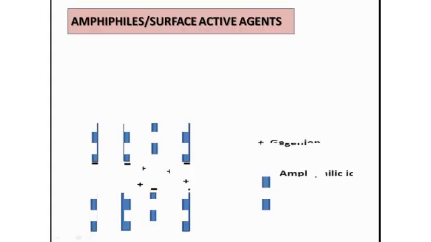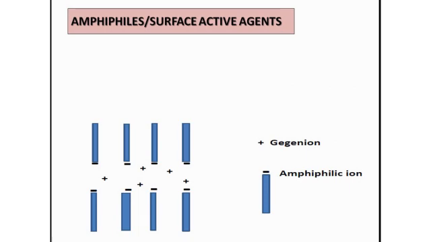Now, amphiphiles are surface active agents, so you must know one concept, that is the gegenion. What is a gegenion? Gegenions are nothing but ions of the opposite charge to that of the amphiphiles. Suppose the amphiphiles are anionic molecules, then you must have some positive ions in between them. These positive ions are also known as the gegenions.